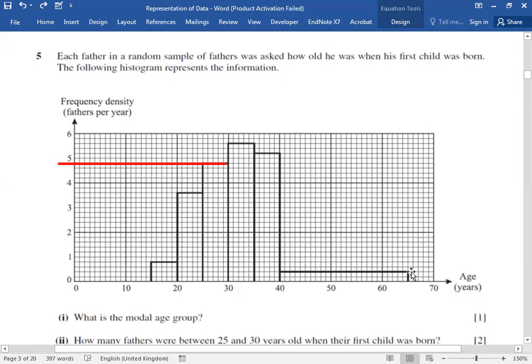25 and height is 0.4. कौन सा वाला ज्यादा है obviously? So the model age group is 30 to 35. Is this clear? 30 to 35.